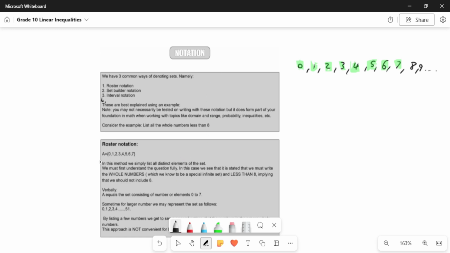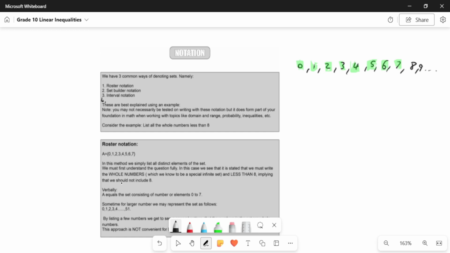In this method, we simply list all distinct elements of the set. We must first understand the question fully. In this case, we see that it is stated that we must write the whole numbers, which we know to be a special infinite set. I've already talked about that in the number systems video. It's special because we give it a name, and it's infinite because it has no boundaries. It goes all the way up to positive infinity, and it has to be less than 8. So it has to be whole numbers and less than 8, implying that we should not include 8.